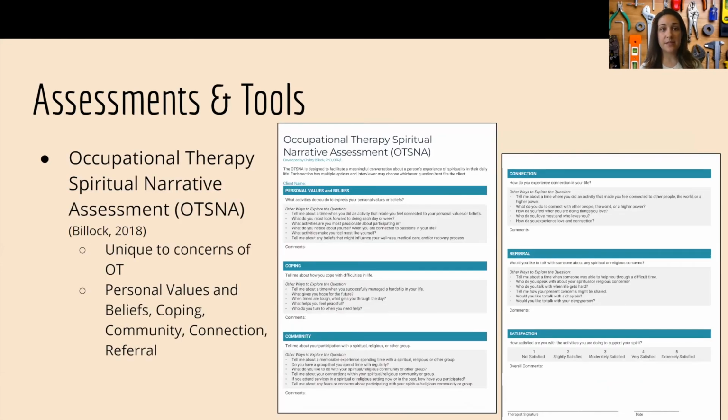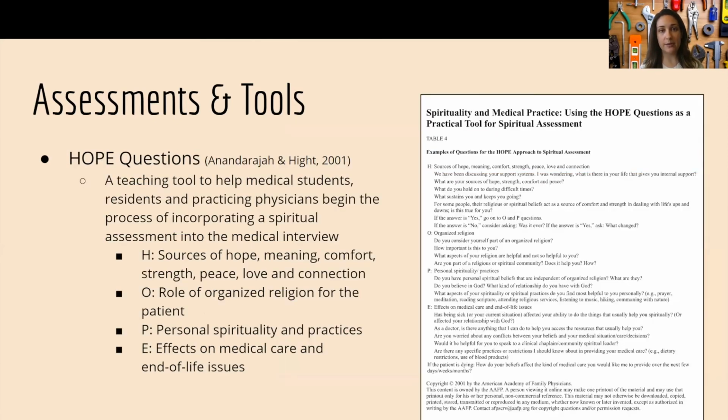The next assessment that I'm going to discuss is the Occupational Therapy Spiritual Narrative Assessment that is unique to the concerns of occupational therapists. It focuses on personal values and beliefs, coping, community connection, and referrals that OTs can provide for our clients. This is especially helpful if you need to figure out exactly what kinds of resources our clients need help with.